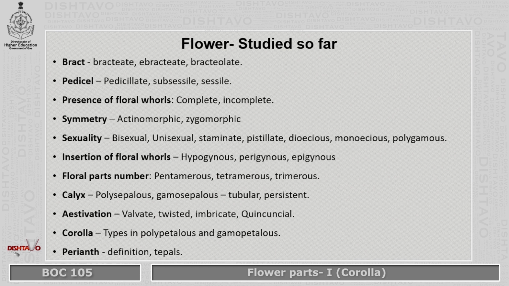So far in the flower, we must be able to name bract, pedicel, floral whorls, symmetry, sexuality of the flower, floral parts, number, calyx, which we have studied up to the last module, and estivation also. And then in this module we studied the corolla, what are the types of polypetalous and gamopetalous corolla, and what is the perianth, and what is the definition of different types of perianth and tepals.